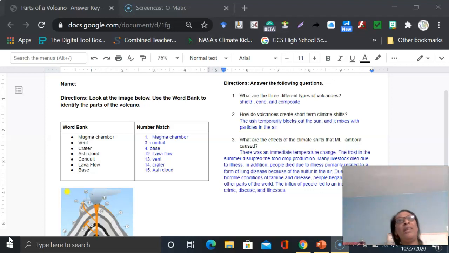Also, many of the livestock died. So now we have no plants for crops and no animals, and of course that's going to lead to our food supply, the food supply that they had back in the day, and still today. But their food supply died out. So many died of starvation, but also many died of illness, lung-related illness, because of the sulfur that was in the atmosphere.